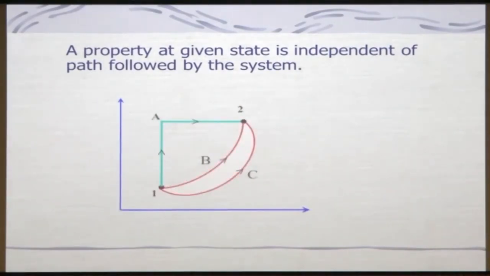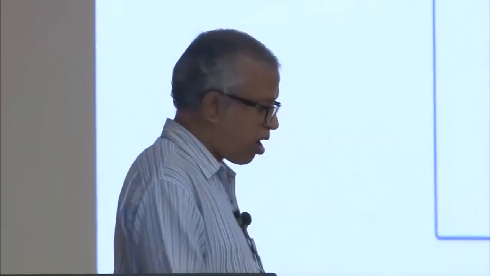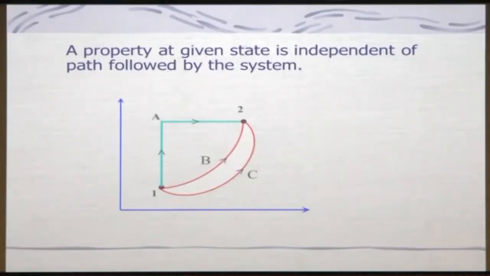If I consider a path, for example, a system is here and it can go to another point. It can go through path 1 to A, or from A to 2; it can go from 1 through A to B to 2, or through path C. But the properties at state 1 will not be affected by the path taken, and so also the properties at state 2 do not depend upon what path it has taken. Then only it will be a property of a system.